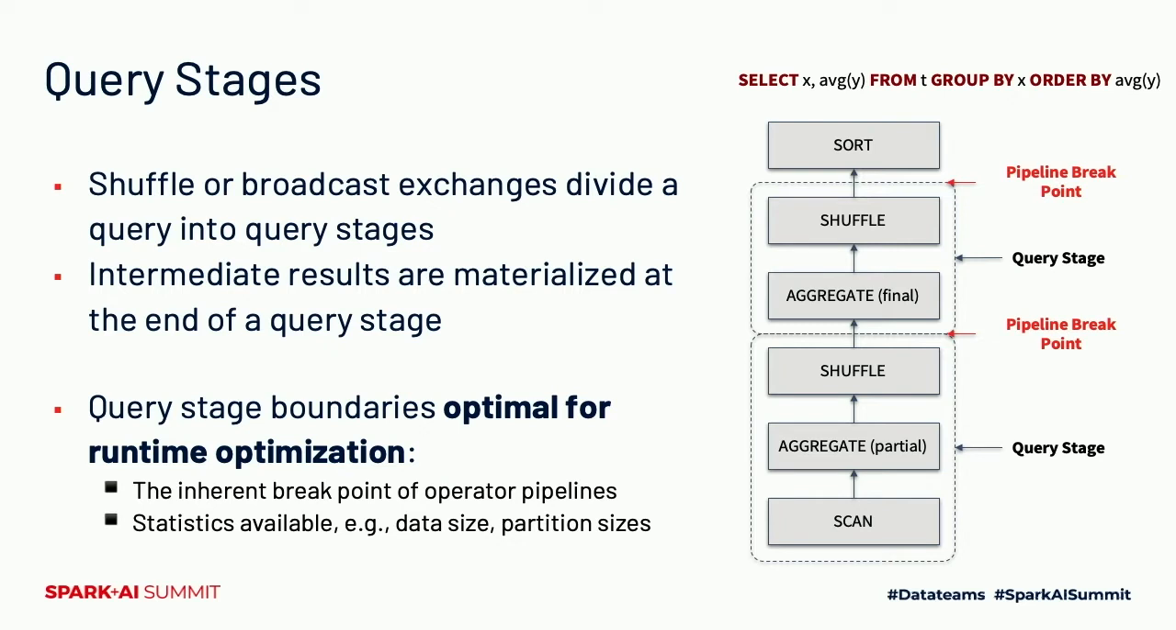The query from the right-hand side example contains two query stages. The operators scan and partial aggregate in the first stage run in distributed parallel tasks. And at the end, the shuffle materializes the stage's output onto disks, partitioned in a way that records having the same group by key are co-located in the same partition.